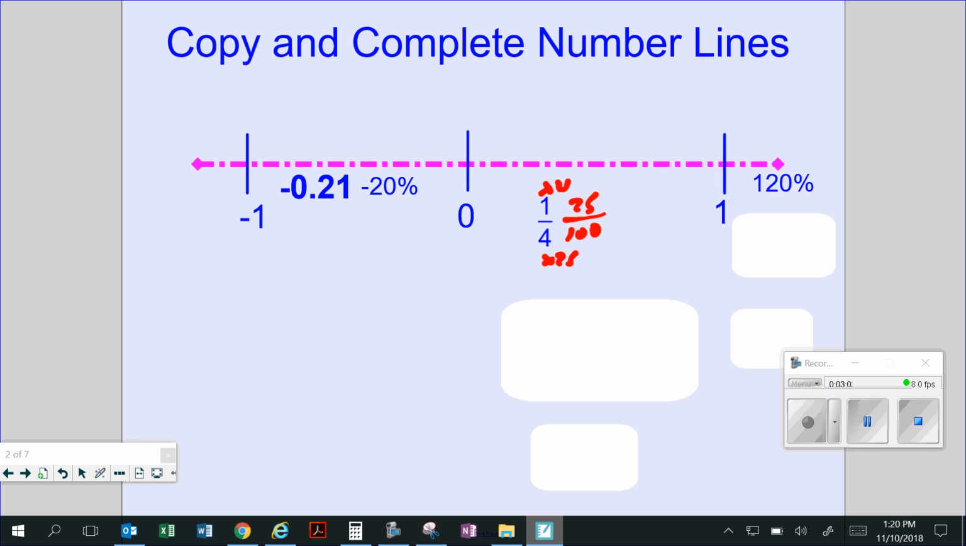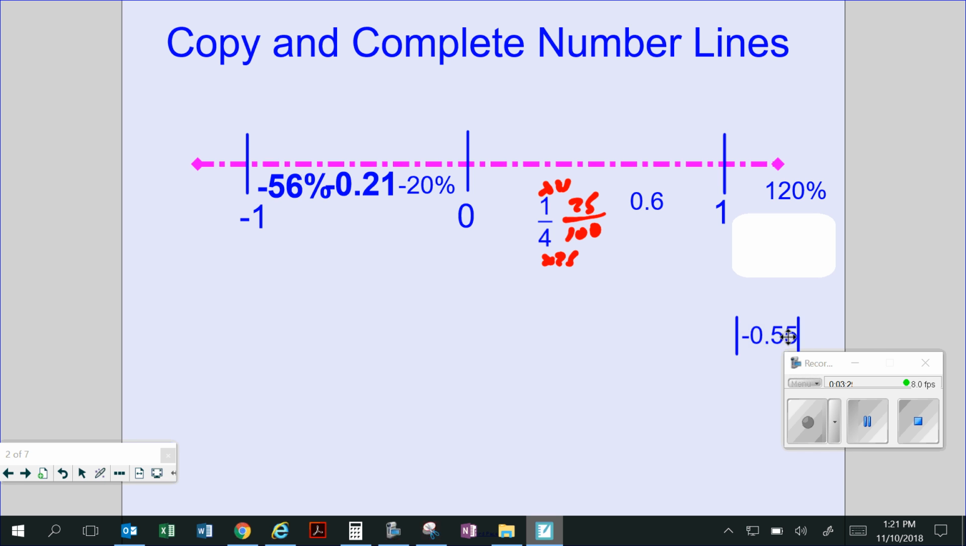120%. That is over 100%. So it's right there to the right of 0, right of 1. Negative 6/10. What's 6 groups of 10s? 60. So it goes right here. Negative 56%. That would go right here. So our negatives are to the left of 0, and negative 56% is the farthest away from 0.